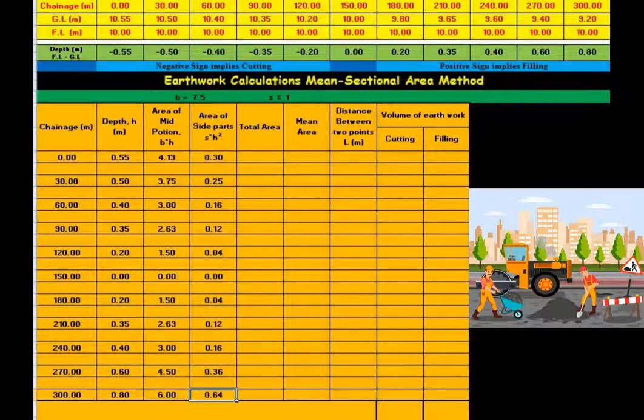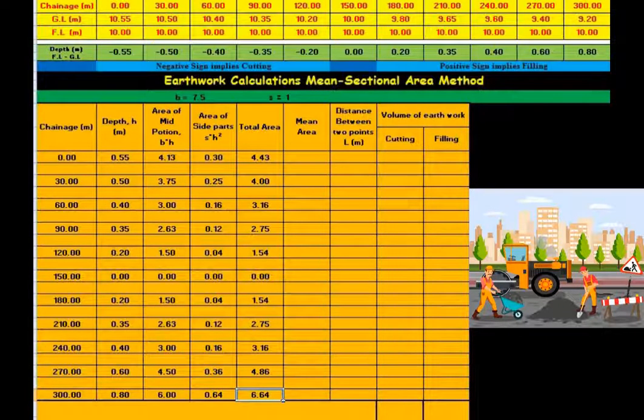Now the total area is the sum of these two areas, that is area of mid portion plus area of side parts. So total area is 4.13 plus 0.3 gives 4.43. 3.75 plus 0.25 is 4. 3 plus 0.16 is 3.16. 2.63 plus 0.12 is 2.75. 1.50 plus 0.04 is 1.54. 0 plus 0 is 0. Then 1.54, 2.75, 3 plus 0.16 is 3.16. 4.5 plus 0.36 is 4.86, and at the last station 6 plus 0.64, that is 6.64.